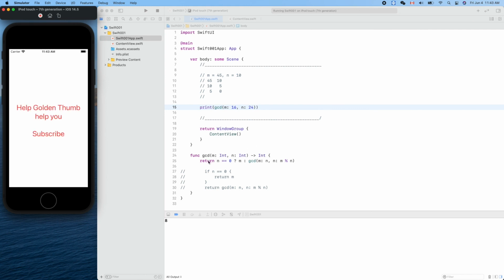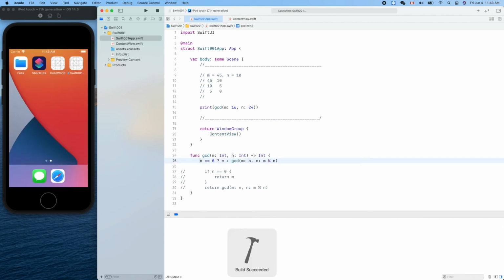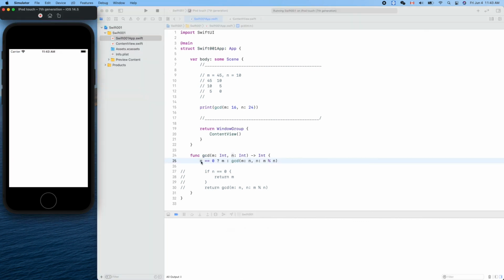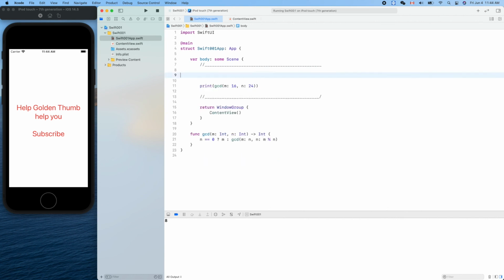Now this is the single line. We can get rid of the return, I think. Run it. Wow, it's so cool. I think this is elegant, right? Haha, clean up.